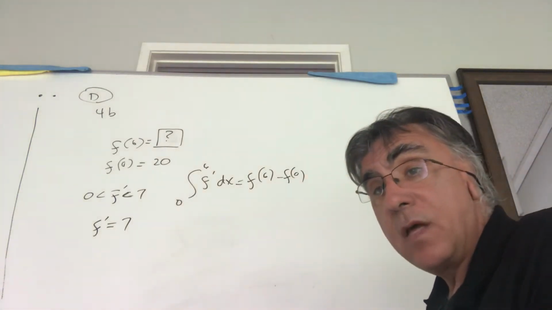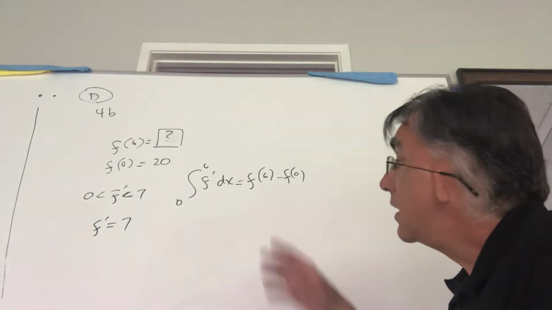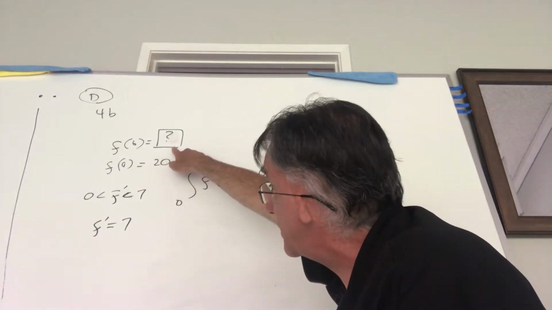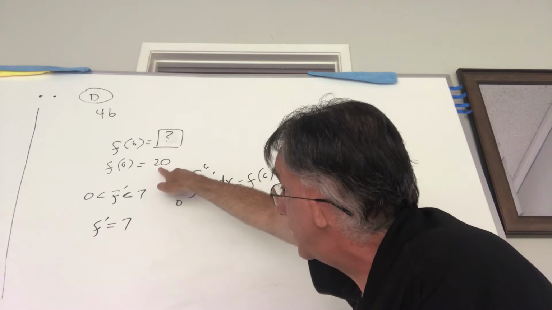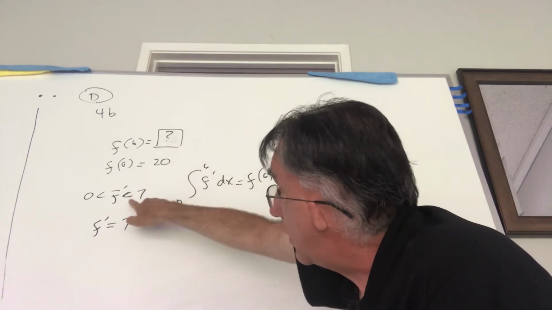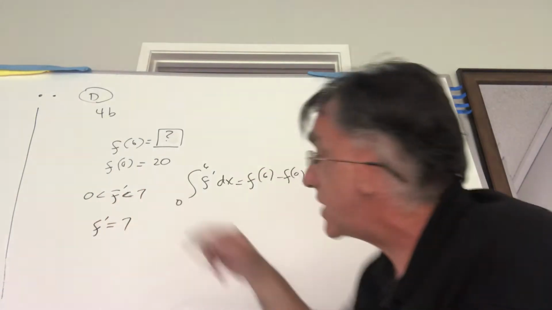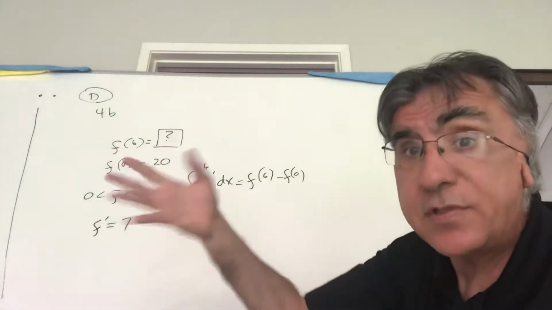Okay, looking at 4B, it wants you to show that f of 6 can't be 70 if f of 0 is 20. Now, the key to this question is to recognize that the derivative is between 0 and 7. It's always positive, so that means it's always going up, it's always increasing.